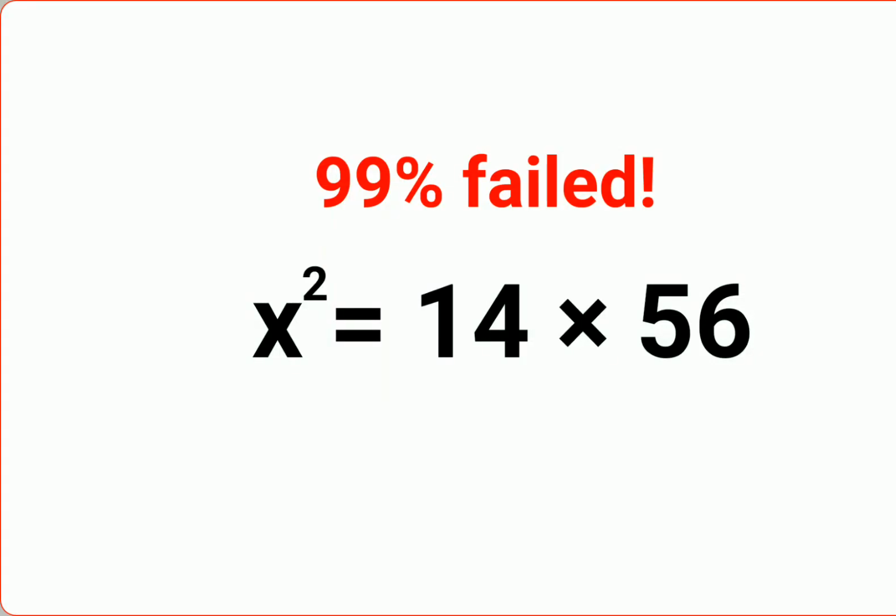Welcome everyone. So yes, today I'm going to show you a question which literally 99% of the people could not figure out. Okay, so here we have x square equals 14 into 56 multiplied by 56. So now in this case, what do you do?